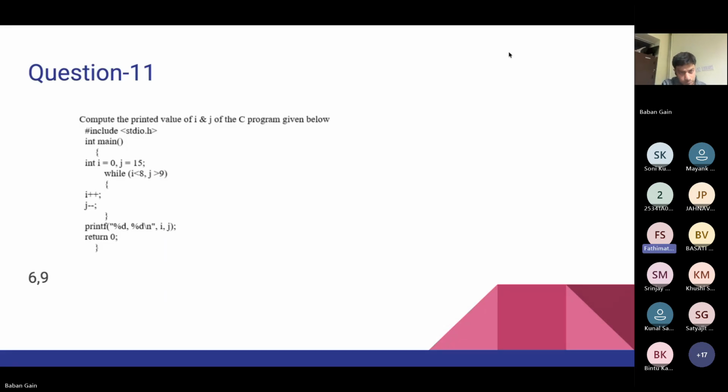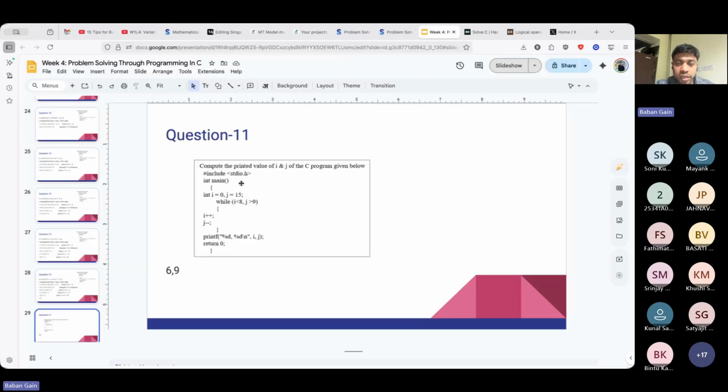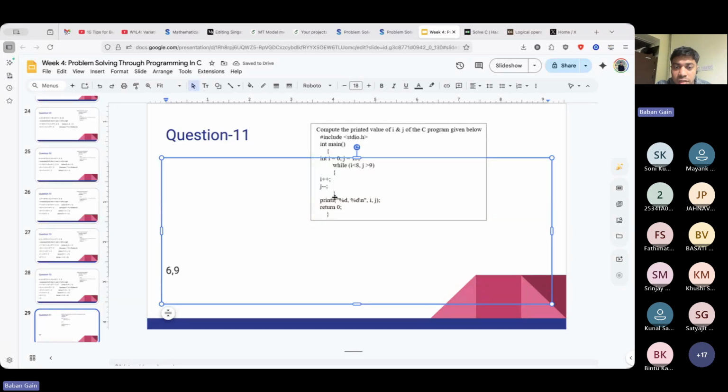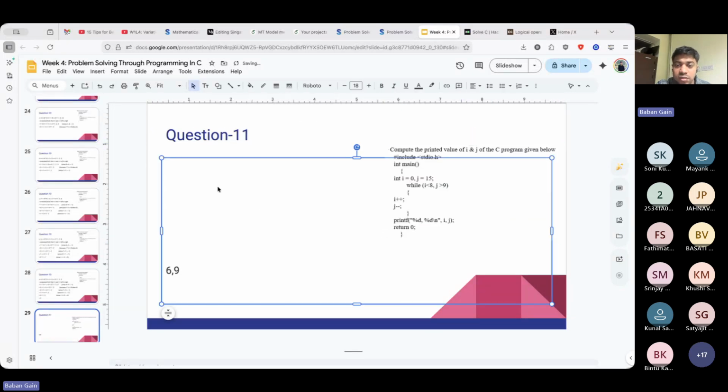In the while loop, the value of i gets increased and the value of j gets decreased because of the increment and decrement operators. And the condition given in the while loop is i less than 8 and j greater than 9. Okay, so let me just assume that I am running the loop by hand. So initially, let's say the value of i is 0, j is 15. What will happen at the beginning?